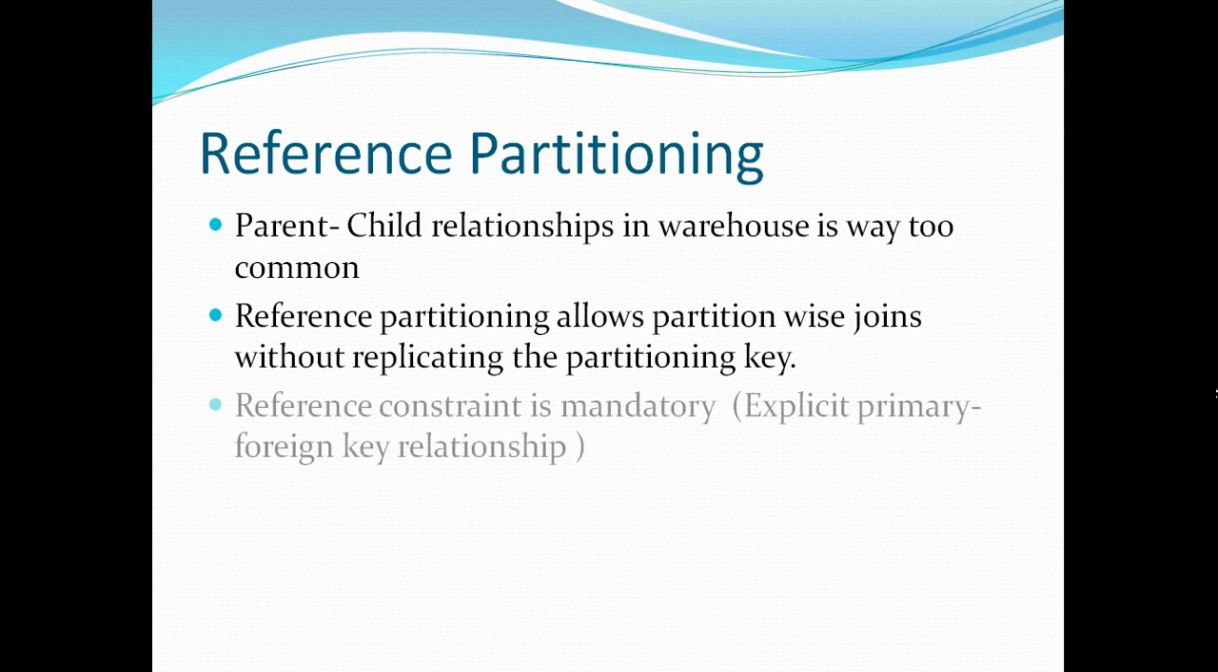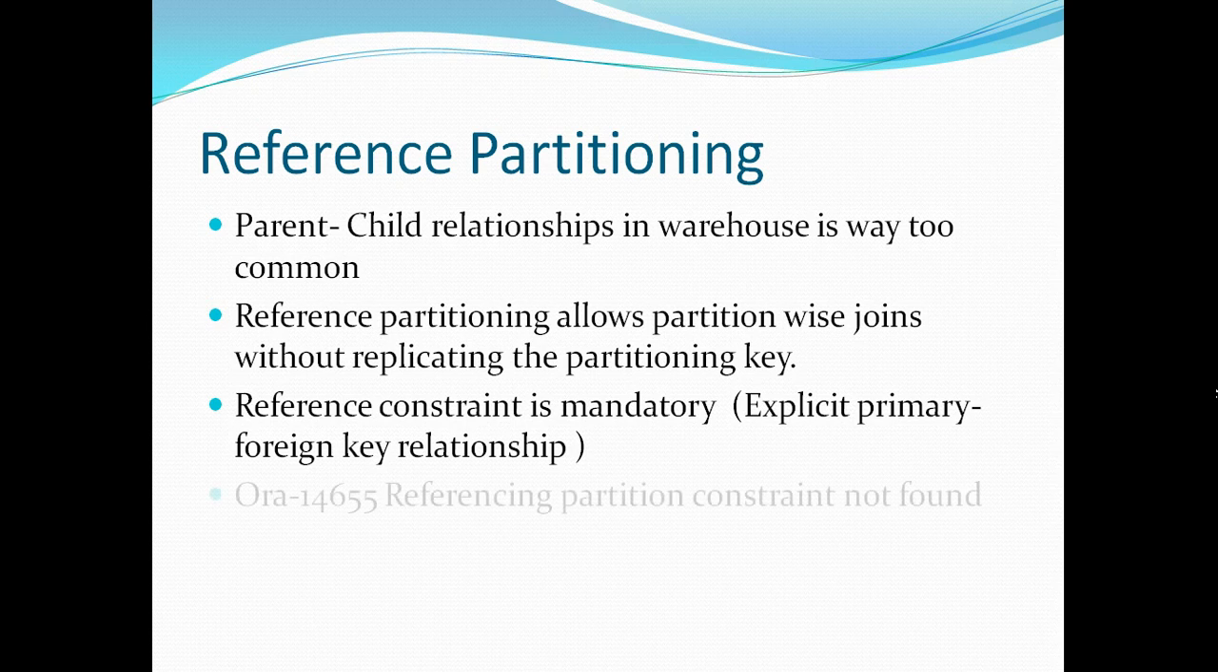Another thing I mentioned is that you need to explicitly mention the primary and foreign key relationship. If you don't explicitly specify a primary foreign key relationship and try to implement reference partitioning, you will get an error ORA-14655 that the reference partitioning constraint is not found. So even though logically you know that you have a parent-child relationship here, where the order ID is unique and you can have multiple order items corresponding to an order ID in your child table, if you don't specify that explicitly to your Oracle optimizer and if you try to create reference partitioning on your child table, it's going to give you an error saying that the reference partitioning constraint is not found.